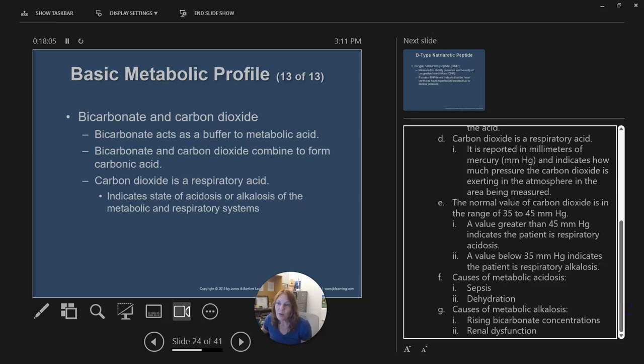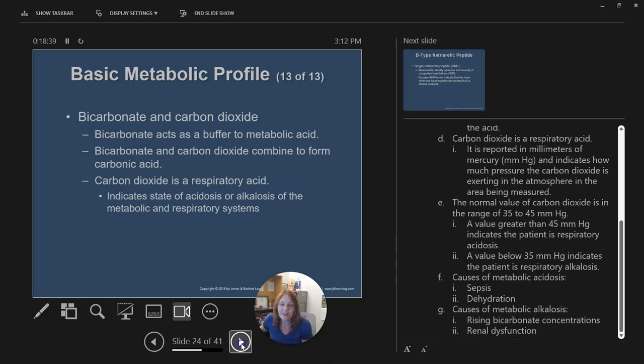The normal value of carbon dioxide is in the range of 35 to 45 mmHg, or millimeters of mercury. A value greater than 45 indicates the patient is in respiratory acidosis. A value below 35 indicates the patient is in respiratory alkalosis. Some causes of metabolic acidosis, most commonly being sepsis and dehydration, and some common causes of metabolic alkalosis could be rising bicarbonate concentrations and renal dysfunctions.